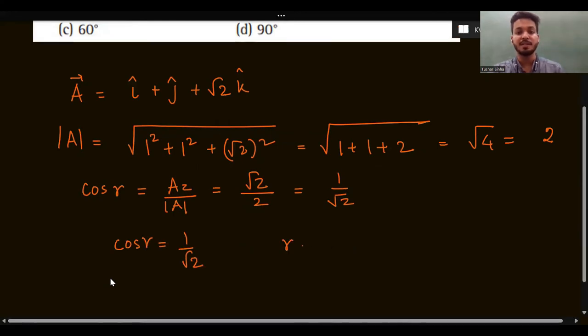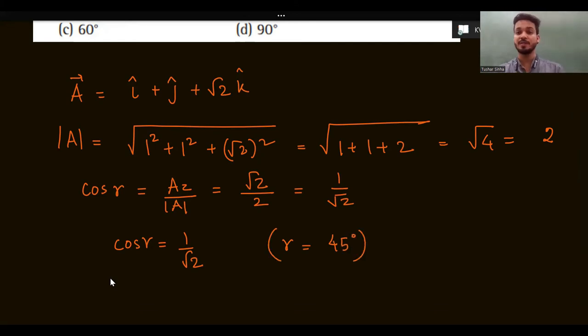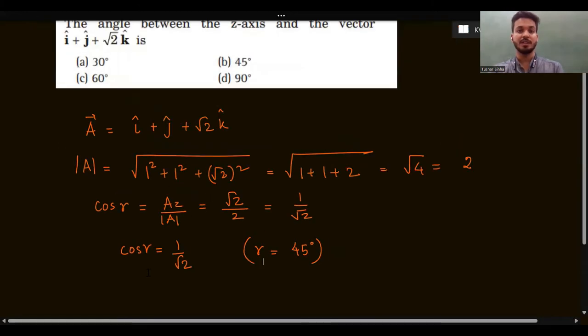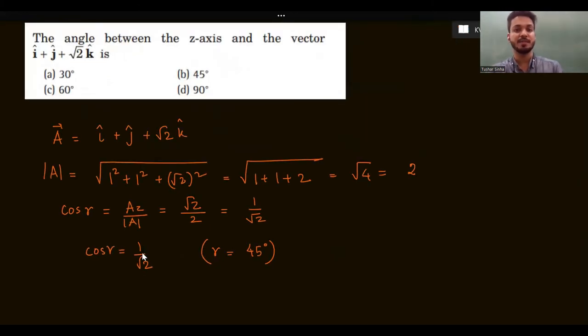So that means gamma is what degree? 45 degree, right? Because if you remember the trigonometric ratios, cos 45 is equal to 1 by root 2. So we have solved this. So the angle between z axis and the vector is 45 degree. Cool.